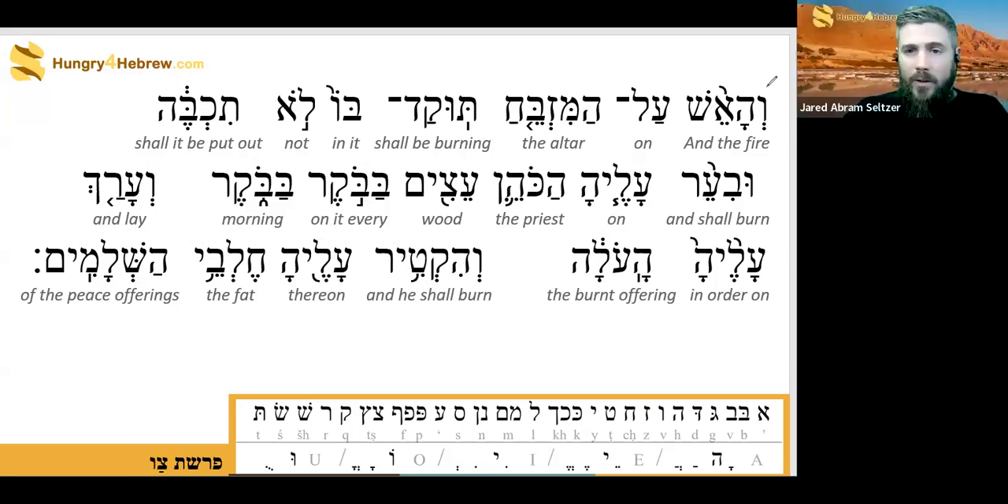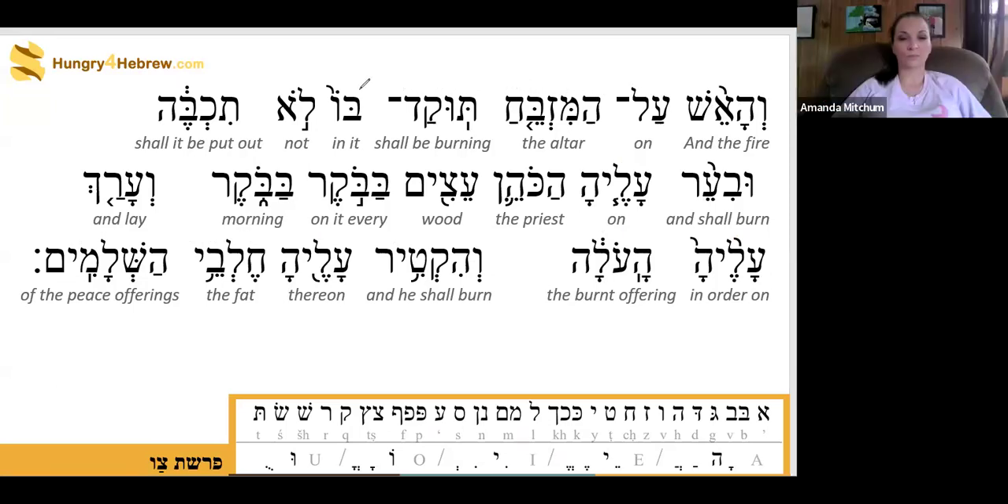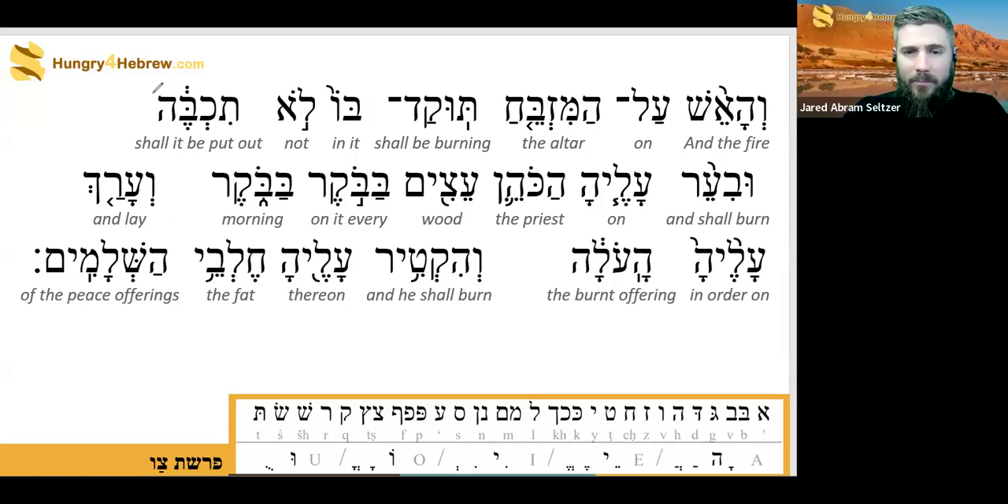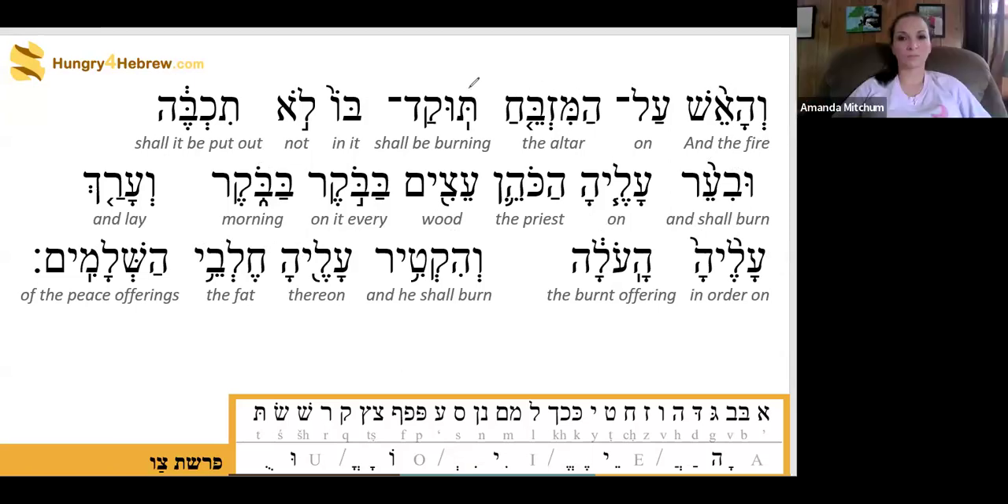All right, let me read through it real quick. Vehaesh al hamizbeach tukad bo lo tichbe, uvi'er aleha hakohen etzim baboker, ve'arach aleha ha'ola, ve'hiktir aleha chelve hashlamin. The fire on the altar to God.